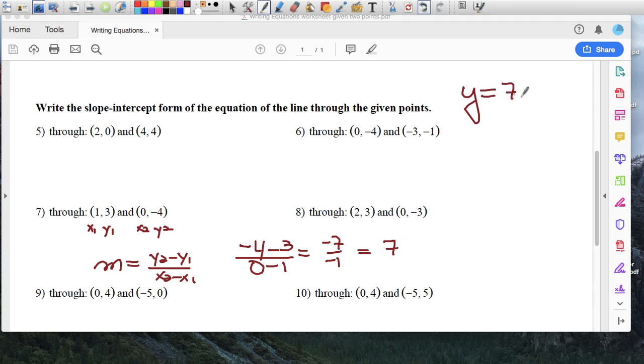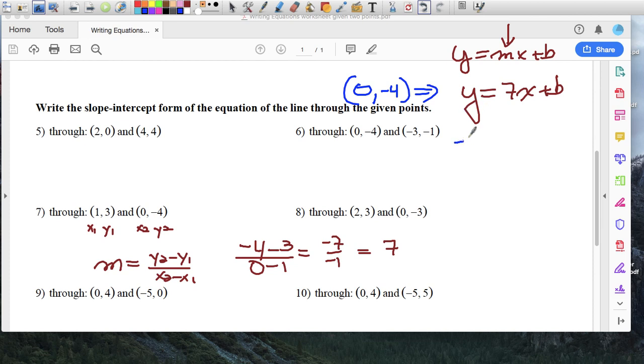That's fine. I found my slope, m. So I can write 7x plus b. I just found this. Now I have to work on b. So pick one of the values over here, 1 and 3 or 0, negative 4, whichever one you use. I like to pick something that has a 0 because it means less work. So let's pick 0, negative 4.